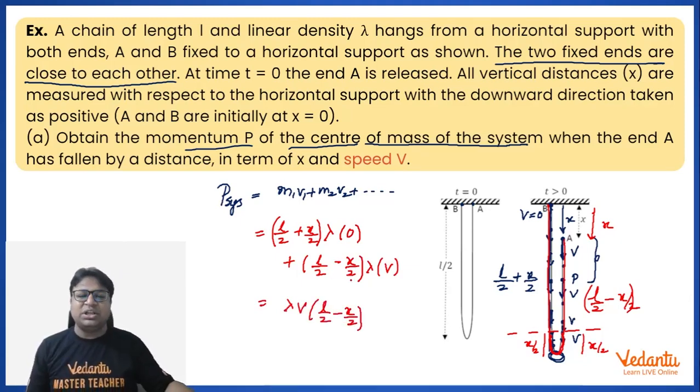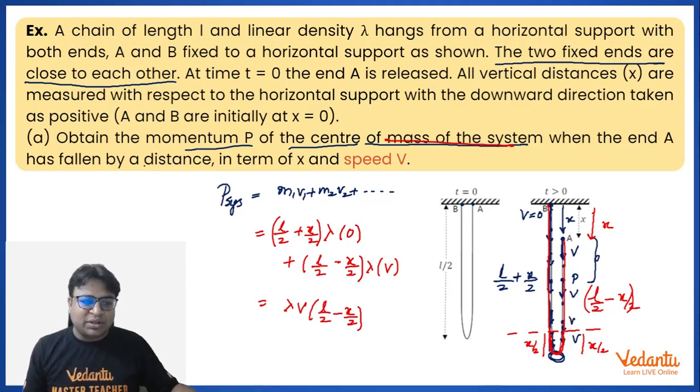So this should be the answer to the first part, which says that the momentum of the center of mass of the system, when end A has fallen by a distance x, should be here in terms of x and speed v. All right, so I think this should be the answer. Now there's one more thing we can do here. I think this qualifies to be called the answer for the first part.